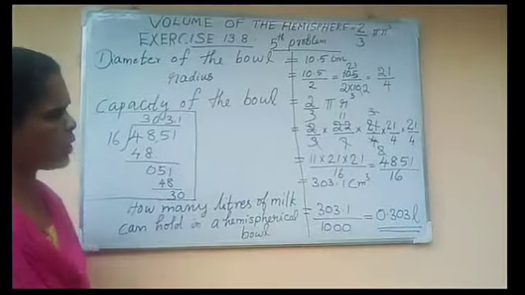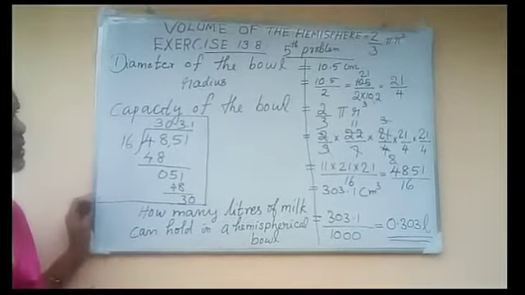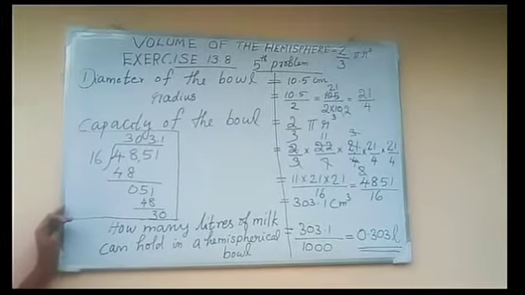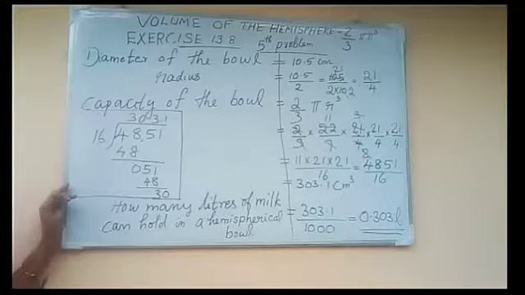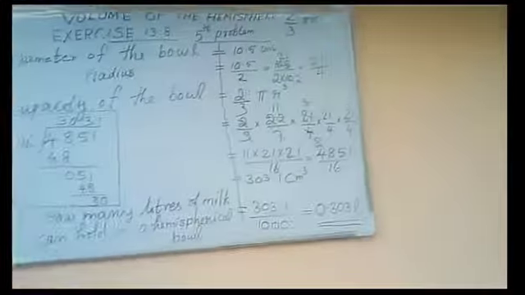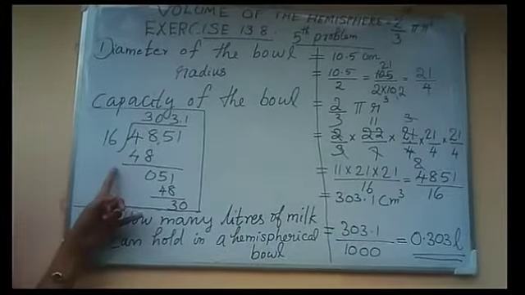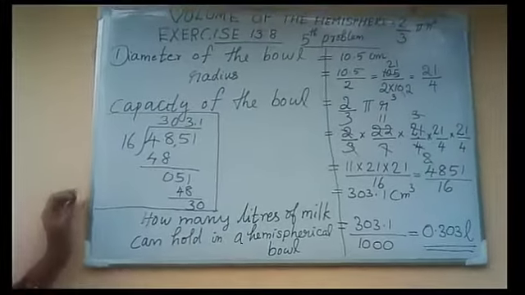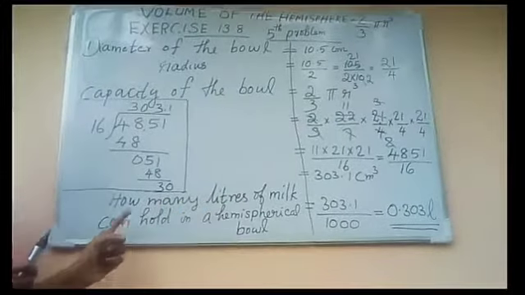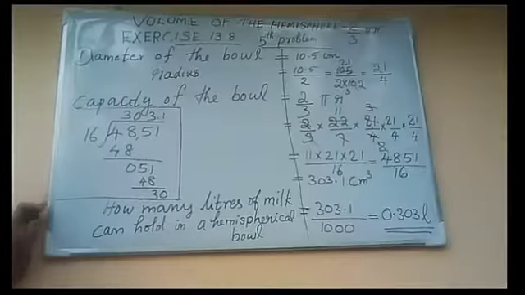And the product of 11, 21 and 21 is 4851. That 4 into 4 is 16. So when you divide this 4851 by 16, we'll get 303.1 centimeter cube. Then our question is how many liters of milk can a hemispherical bowl hold?